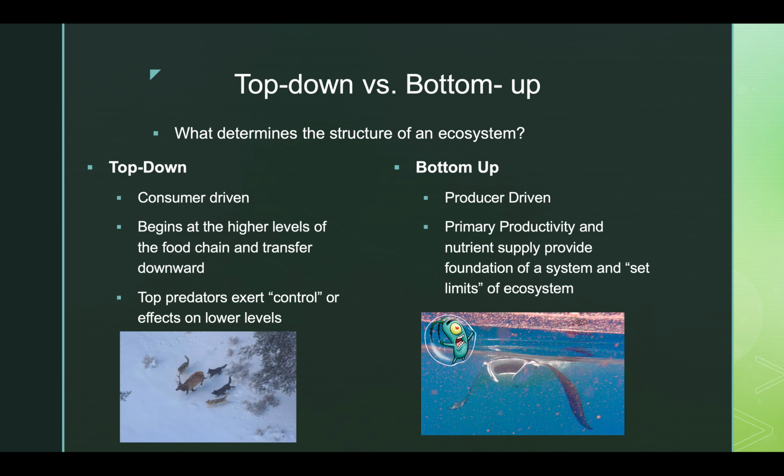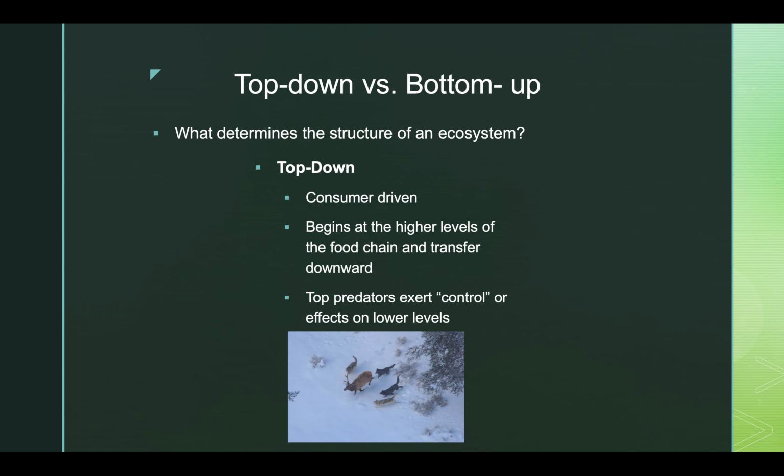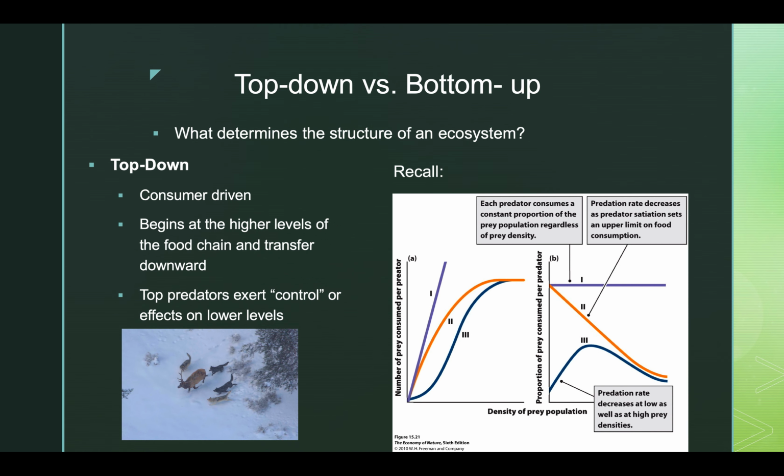So primary productivity and the nutrient supply provide the foundation that sets the limits for the rest of the ecosystem. Think about plankton and other primary producers as the foundation: if they're not producing much, then it's going to have wild ripple effects throughout the rest of the trophic web. Most systems have both top-down and bottom-up influences. But today, when we talk about predation, we're really going to be focusing on these top-down influences on the structure of an ecosystem.